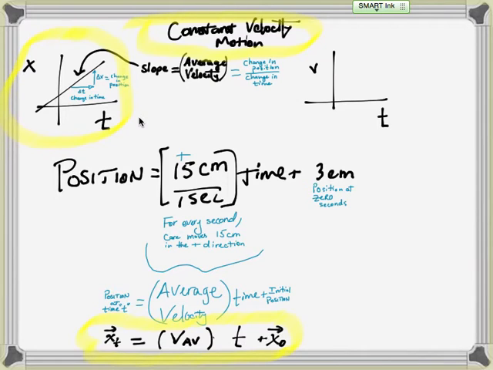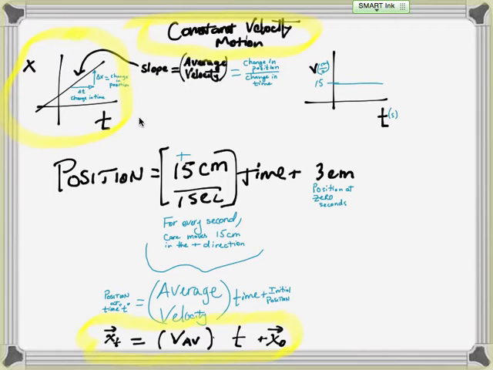So when you draw your velocity graph, your velocity isn't changing. If I want it to correspond, I might have a value of 15 centimeters per second, and I just have a nice horizontal line, right? And time would be measured in seconds.